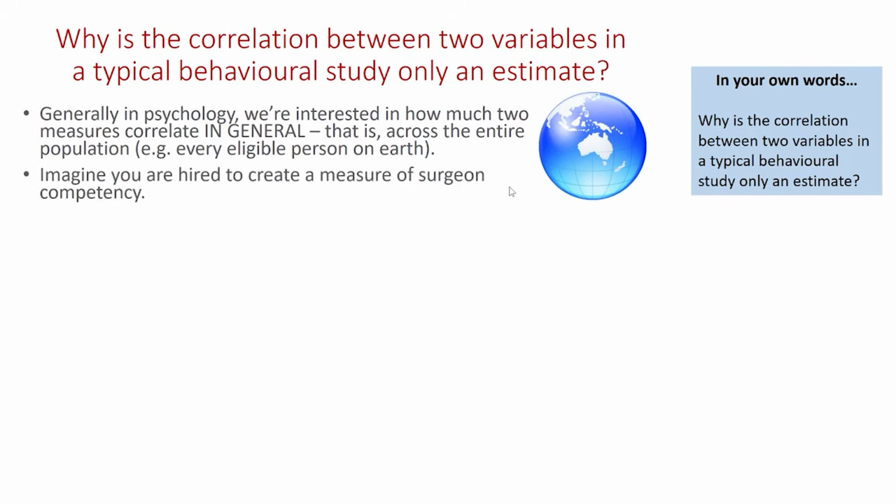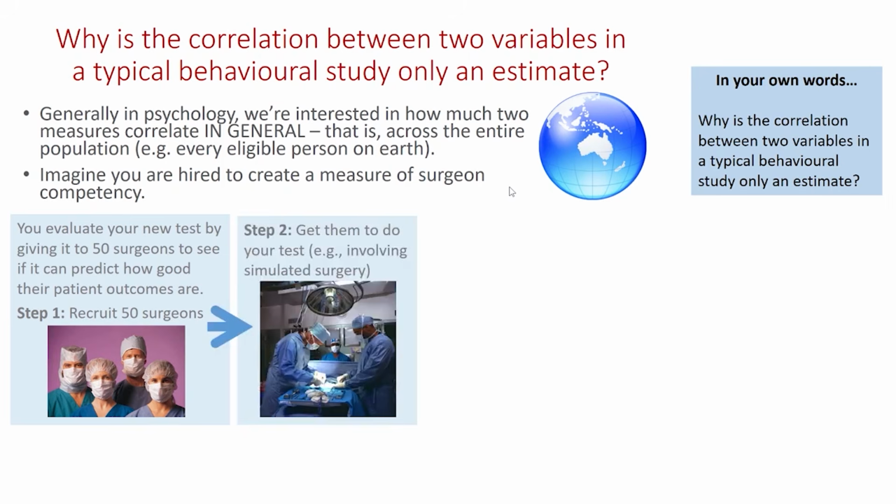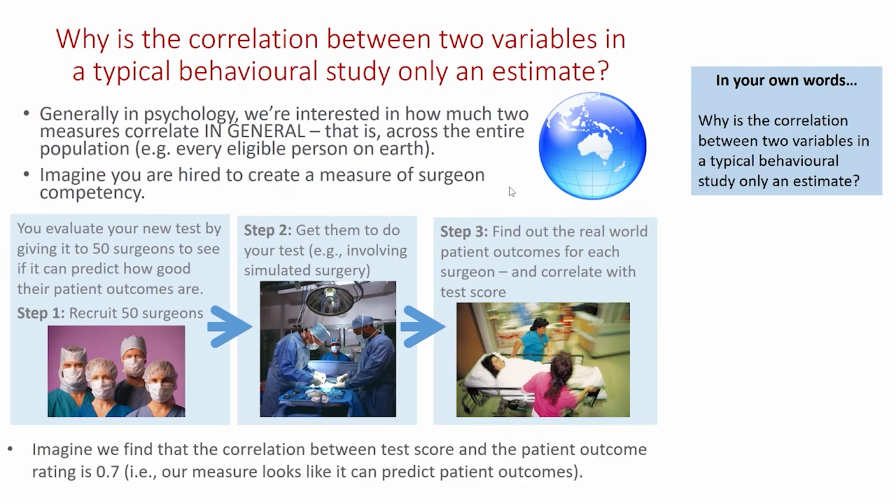Okay, so let's imagine that we're trying to create a measure of surgeon competency. We're going to evaluate our new test of surgeon competency by recruiting 50 surgeons to see if it can predict how good their patient outcomes are. First of all, we get them to do our test. Maybe this test might involve some sort of simulated surgical tasks, and then we follow them up and try and find out some real-world patient outcomes for each of the surgeons, controlled for whatever things we need to control for, and we correlate this with the test score, just like we did with the electricians.